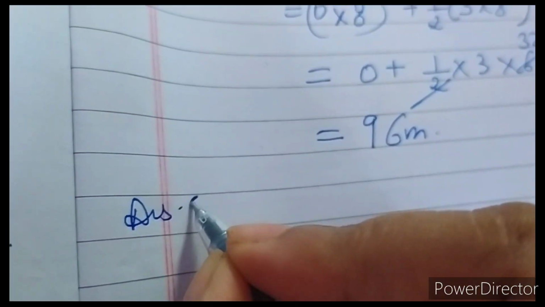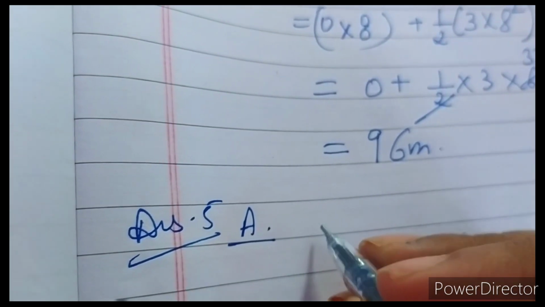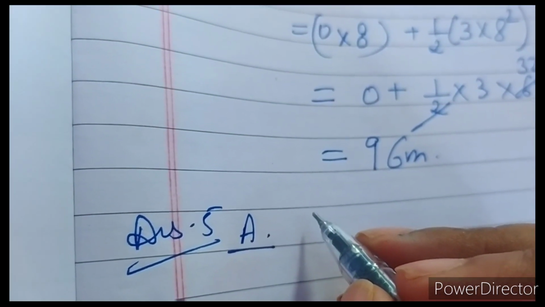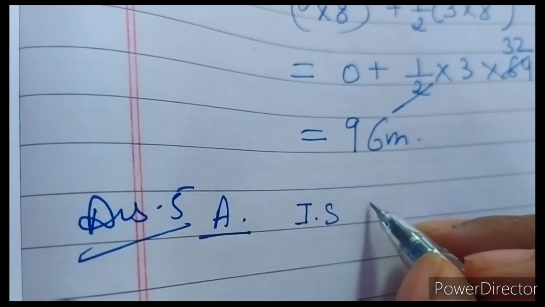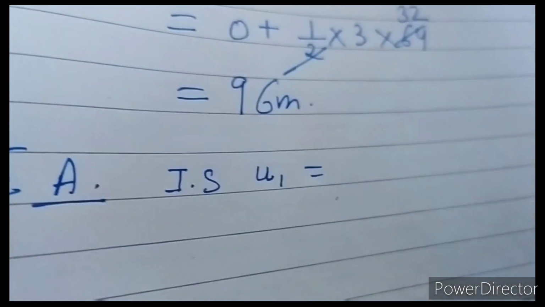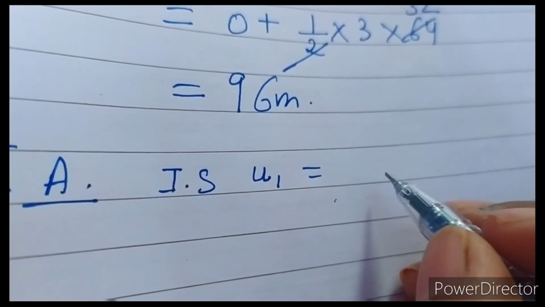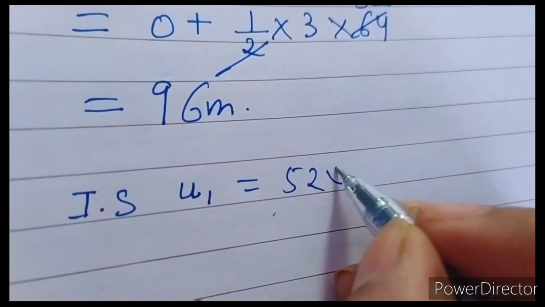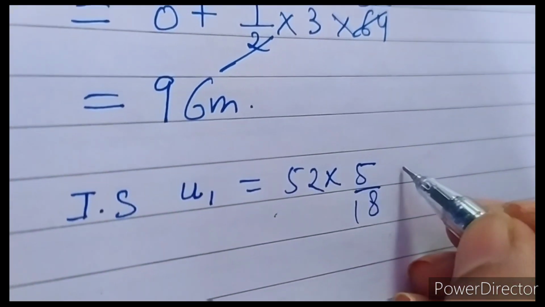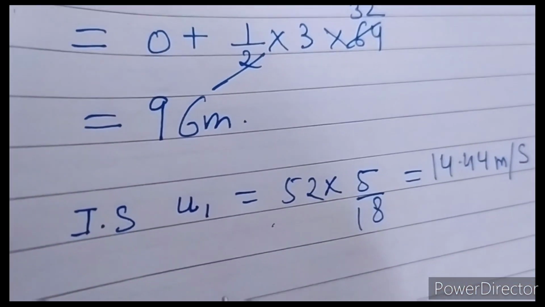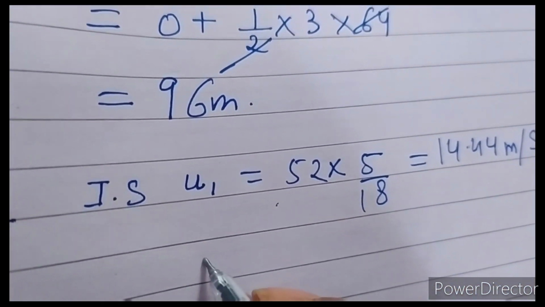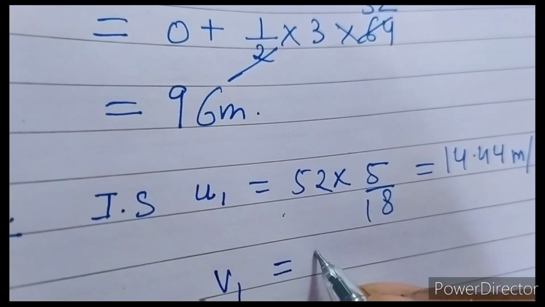So first let's come to car A. Answer number 5. For car A, we'll first find the initial speed in meter per second. So the initial speed, that is u1 for car A, is equal to 52 km per hour. So 52 into 5 by 18. If you calculate, you will get the answer as 14.44 meter per second. Okay. And the final speed, that is v1, is equal to 0 because it has come to a stop.